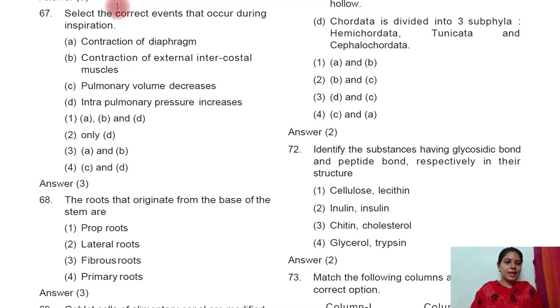Select the correct events that occur during inspiration. Inspiration is inhalation. So we have contraction of the diaphragm, and then pulmonary volume increases, because when you inhale a lot of air, the lungs actually become a little bigger, because it is like an air sac. The alveoli engulf the air. So it's a very direct, simple question.